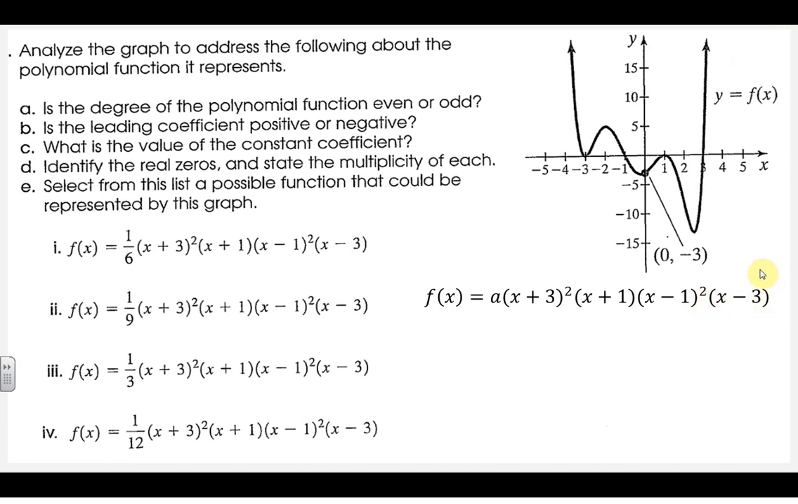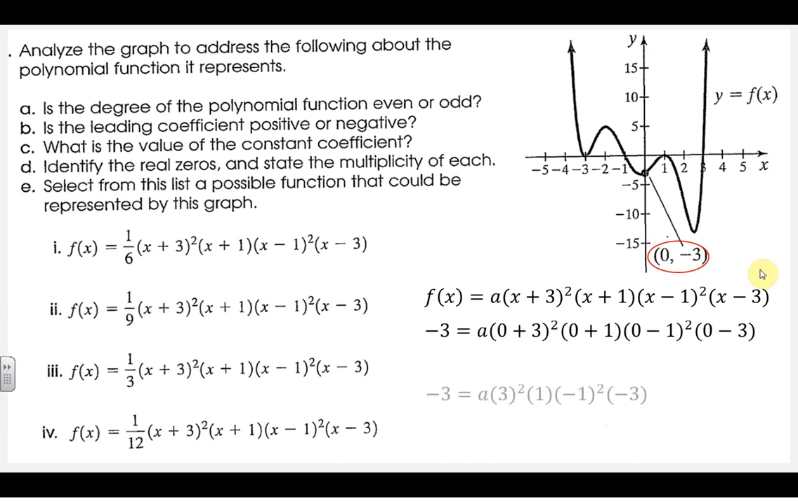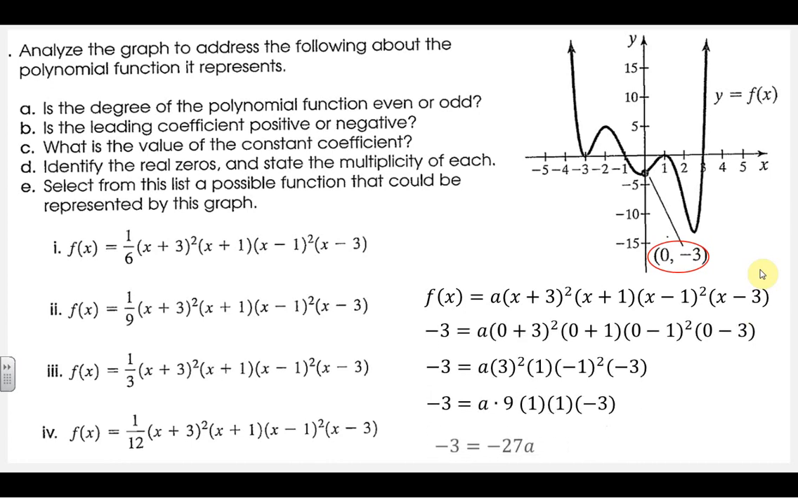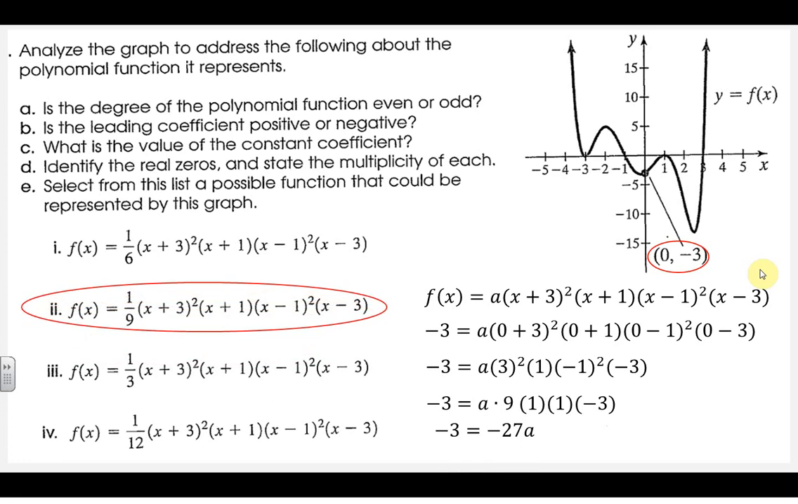Now, what point have they given you from your graph? Right there. So you just plug in your x and your y, and solve. We know that -3 divided by -27 would end up being +1/9. So their choice 2 is your winner. That's all there is to it.